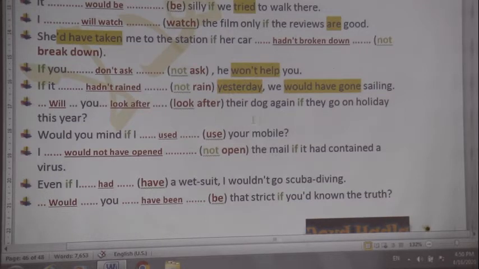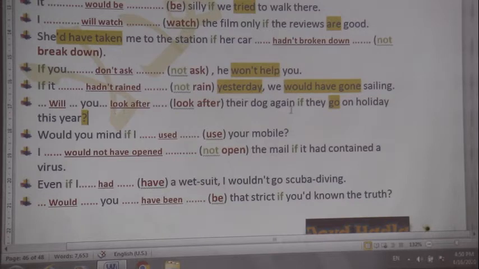Now again, here the if part is what? If they go on holiday, go. So the if part is in the present simple. So we need will plus the base form. But before it is a question, pay attention, dear student, because it is a question, we need to invert the modal verb. Again, pay attention.